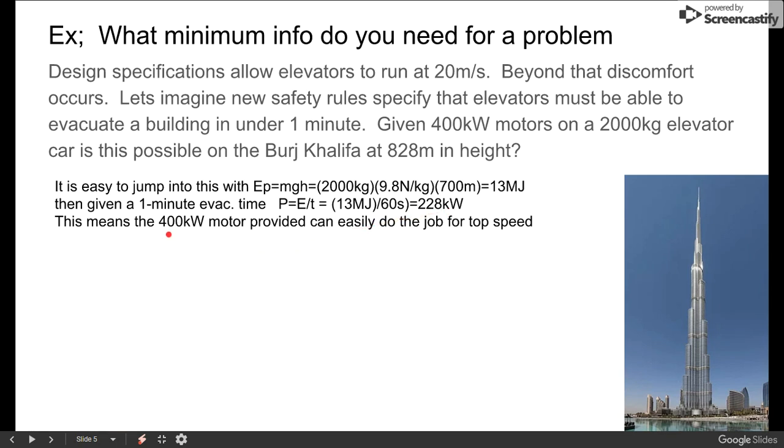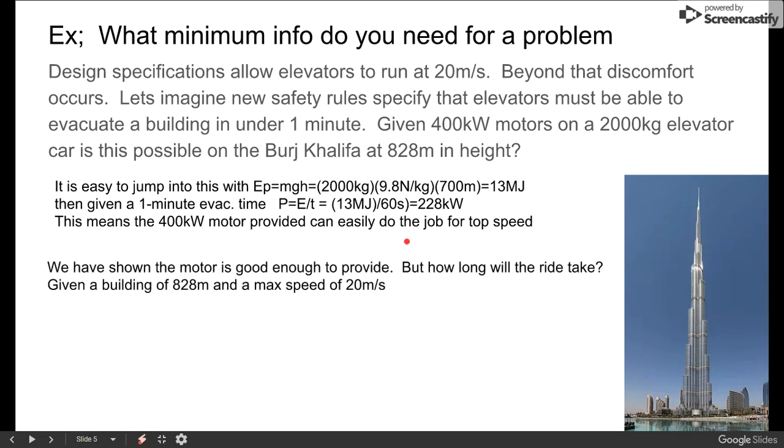You were given a 400 kilowatt motor. It looks like it's good. I think if I change this to 828, you're only going to get about 10% more, so you'll still be under 300. My bad.